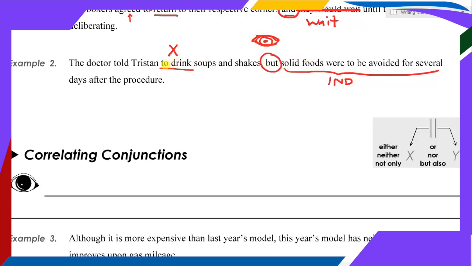So what we can do here, to match the y to the x, we can turn all of this here into an infinitive. So the doctor told Tristan to drink, but to avoid, and then we've got to tack on the solid foods. So now we have the doctor told Tristan to drink, but to avoid. And now we have balance. Now we have an infinitive here in our x position and an infinitive here in our y position. So that is example 2.